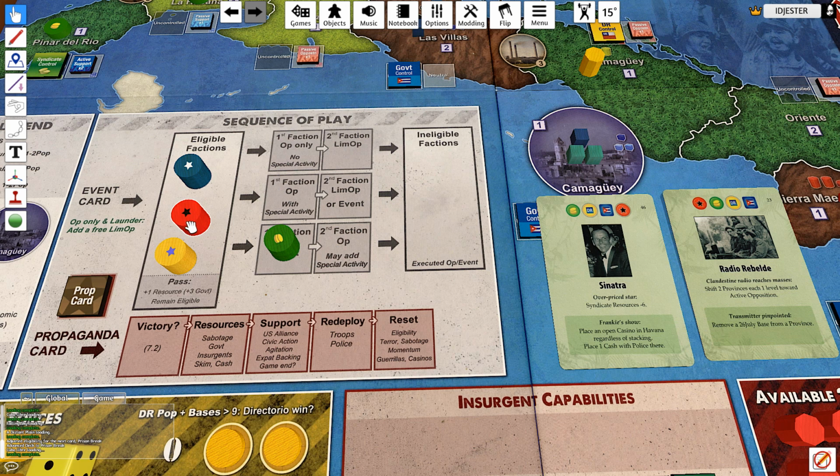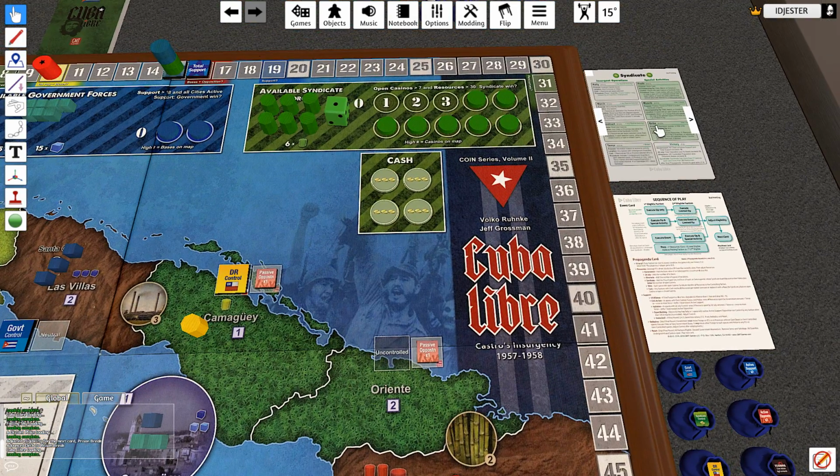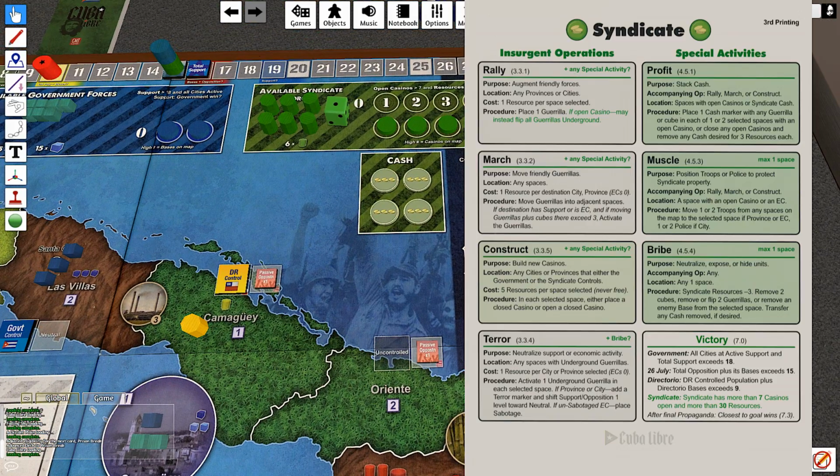So what does this box do? This box lets you play an operation and add a special activity. Now, we haven't talked about this, but you've probably seen it as we popped up this chart many, many times so far. Each faction has their own set of special operations that they can do. So for the syndicate, they can do a rally option, they can march, they can construct, and they have terror.